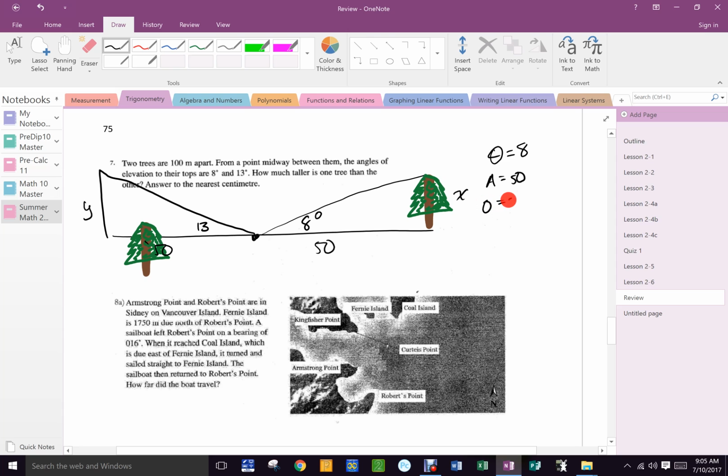And I need an O of X. And then I've got a theta of 13. I got an adjacent of 50. And I got an O of Y. Right? Adjacent would be on the bottom, yes? So this is going to be 50. 50 tan 8 will get me x, and 50 tan 13 will get me y. I don't want to punch it in because I'm frustrated. So what are the answers?